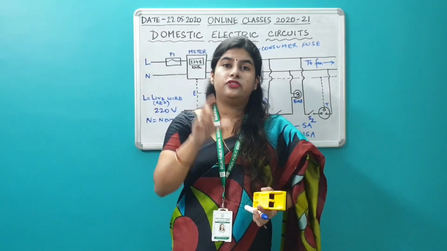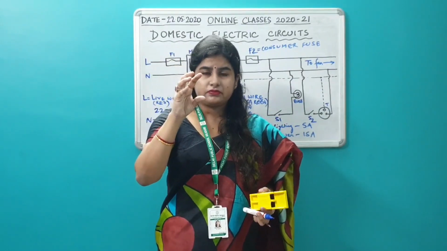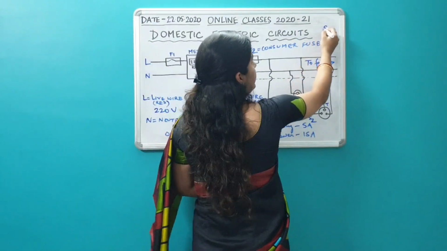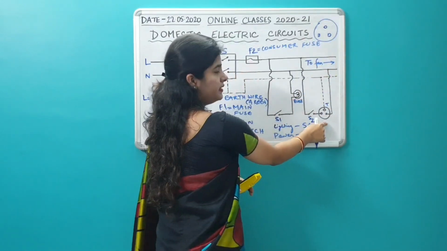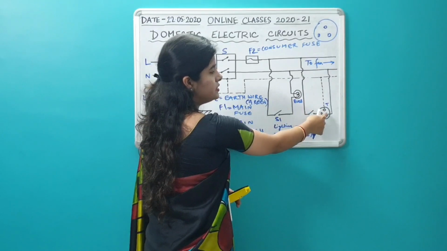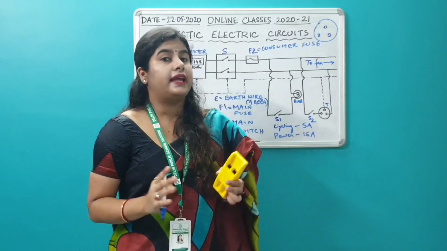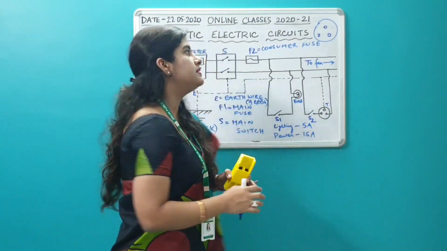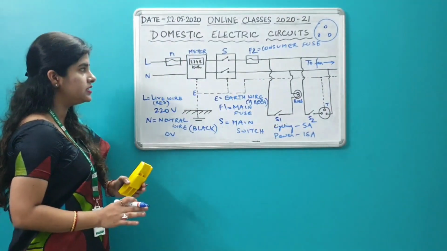And you must have seen the 3-pin socket. This electric iron has a plug, and the plug has 3 pins, and these 3 pins are inserted inside the 3-pin socket like this. One is earth, another is neutral, and the other is live. So that is the importance of your earth wire. Got it? So this is the structure of your domestic electric circuit. I hope you have understood.